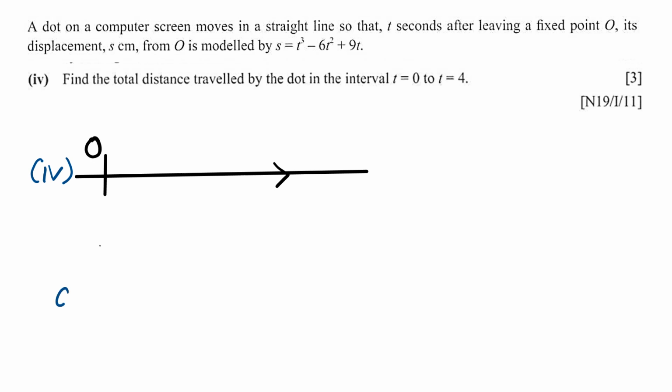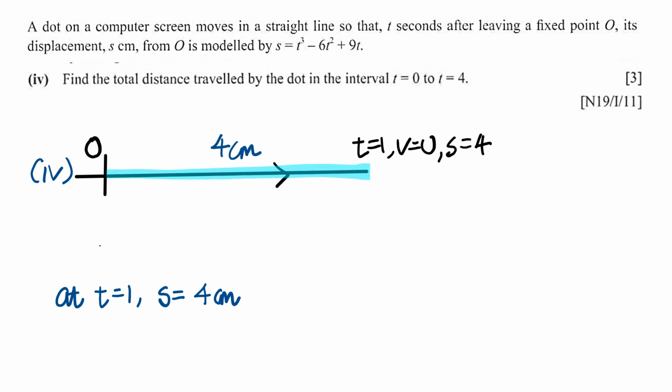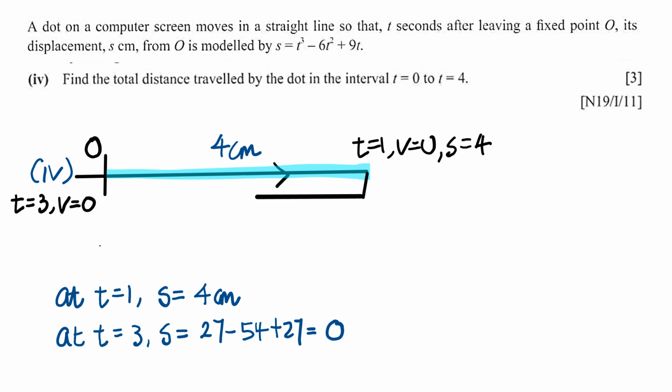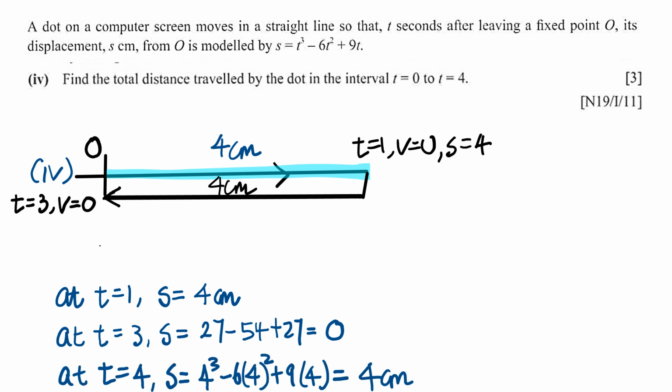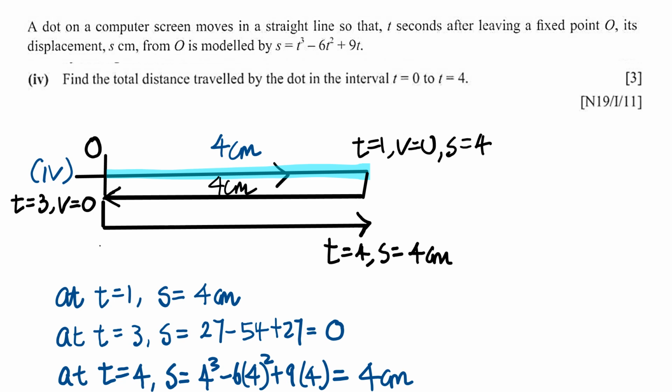We start with a fixed point O. At t equals 1, when you substitute t equals 1, the displacement is 4. So the 4 cm is measured from point O. It makes a reverse direction. When we substitute t equals 3, the displacement is 0, so it reverses direction and goes back to point O. At t equals 0, displacement is 0, which means the original point O. At t equals 4, the displacement is 4, so it makes a U-turn again. This diagram illustrates the motion of the computer dot.